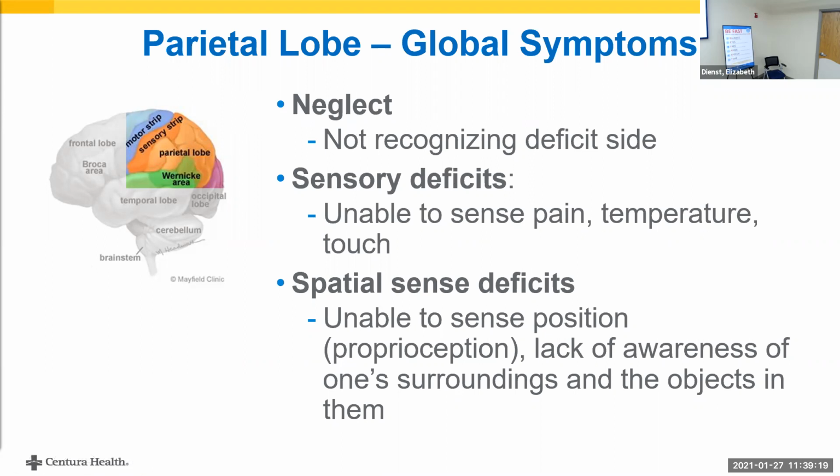You'll have an inability to sense pain, temperature, or touch. We'll go through assessments to show you how you can look at some of those so that you understand. And they won't have spatial awareness, that proprioception. They won't know what's around them. The parietal lobe is very good at when you're reaching into your pocket, you know where your keys are, you can feel them, you know where they are. With a parietal lobe injury, they may not be able to recognize those things.